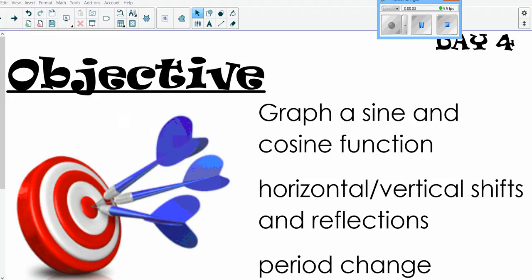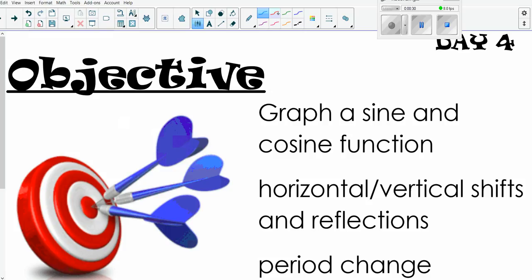Hi everyone. So this is day 4 of graphing a sine and cosine function. Yesterday we talked about horizontal and vertical shifts and reflections. The period stayed the same in every problem, so that's the one thing we're going to really focus on today, and that is the period change. So we're really going to do everything today. We're going to talk about how to shift it left and right, up and down, how to graph a reflection, and how to graph when you have a period change.